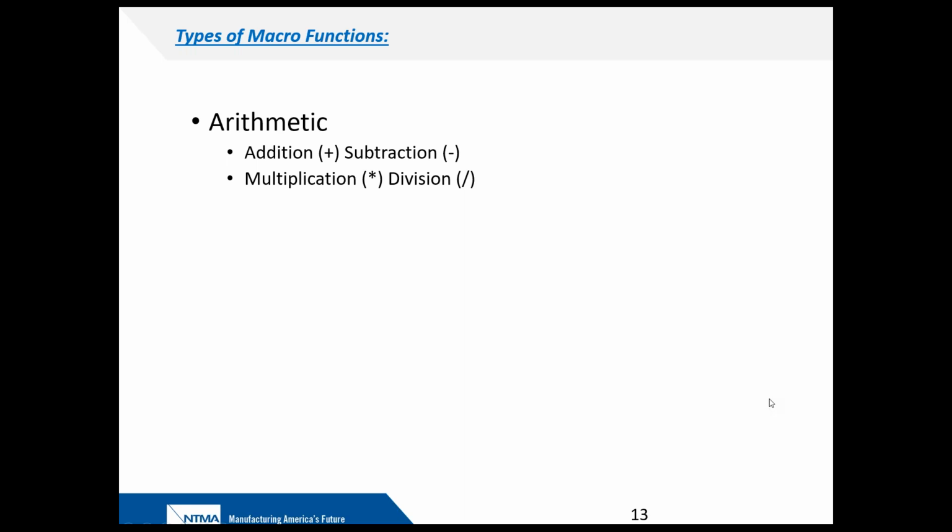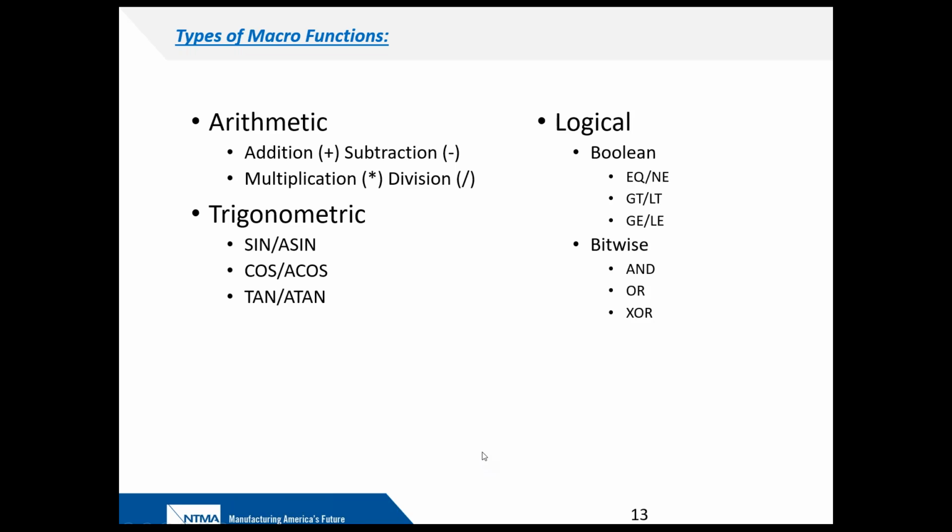Different macro functions. We've got addition, subtraction, multiplication, division. We've got our trigonometric ones. We've got our logical, whether it be the Boolean or the bitwise. And then we've got miscellaneous: absolute, square root, rounding value.